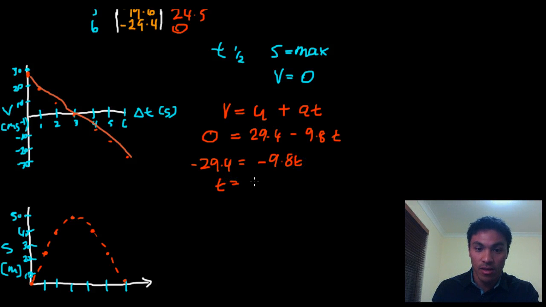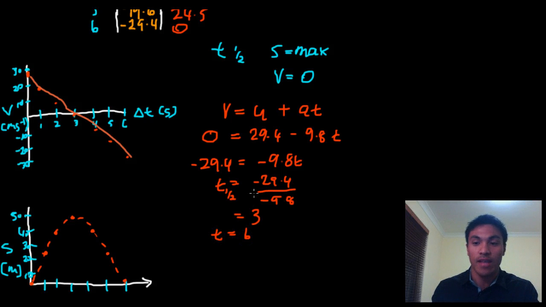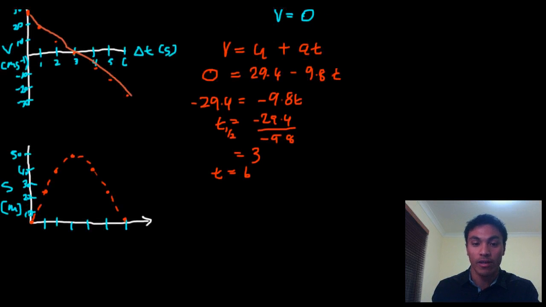T just equals negative 29.4 over negative 9.8, which, if you do the calculation, should be 3. Now remember that this is the halfway mark, so t half. It's halfway through its motion. So in order to get the full motion, you just double that. So the full motion time equals 6. So we did that numerically, algebraically.